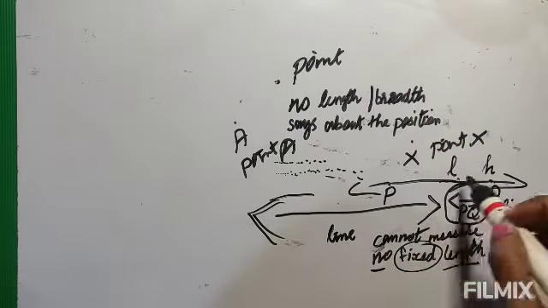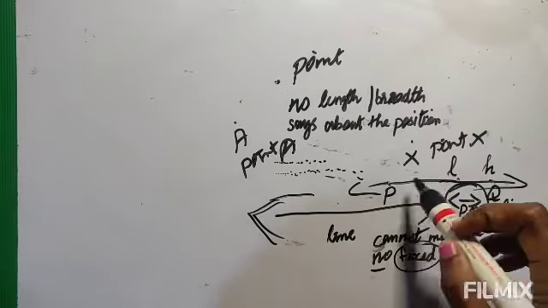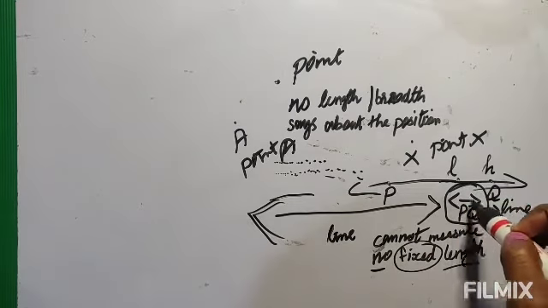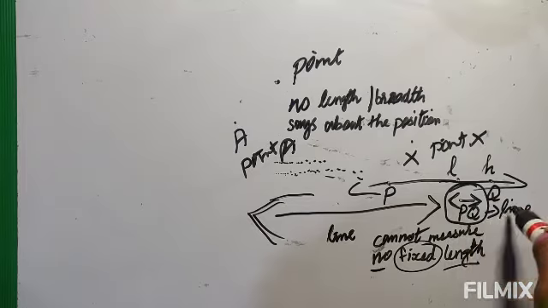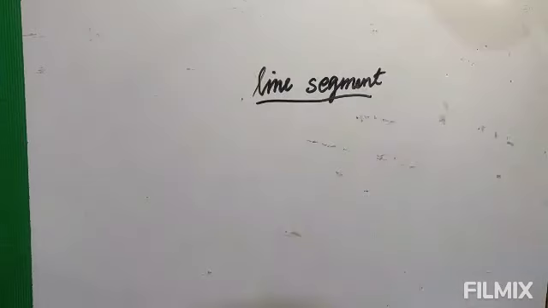Okay, but if you are using 2 points to denote the line, then you will use capital letters, and on the top of that you have to use this symbol. Okay, this is the way we denote the line. Okay, next one is a line segment.